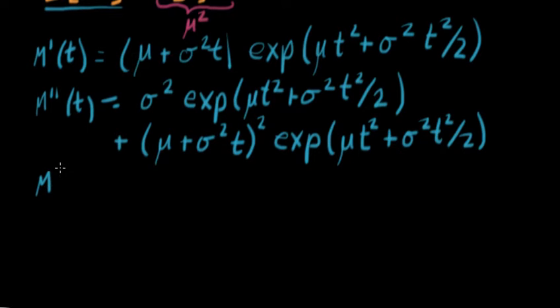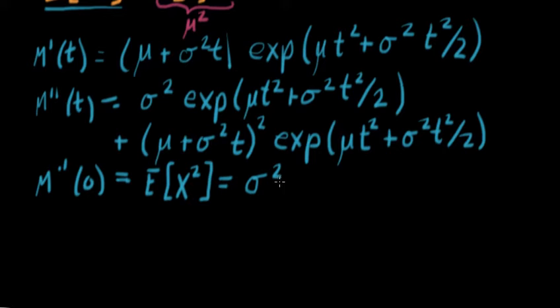And now, in order to get our second moment, which is what we're calculating right now, remember, we have to set this t equal to 0. So what does that leave us with? Well, all of this stuff goes to 0, so this is just sigma squared times 1, this term, so that's just sigma squared.